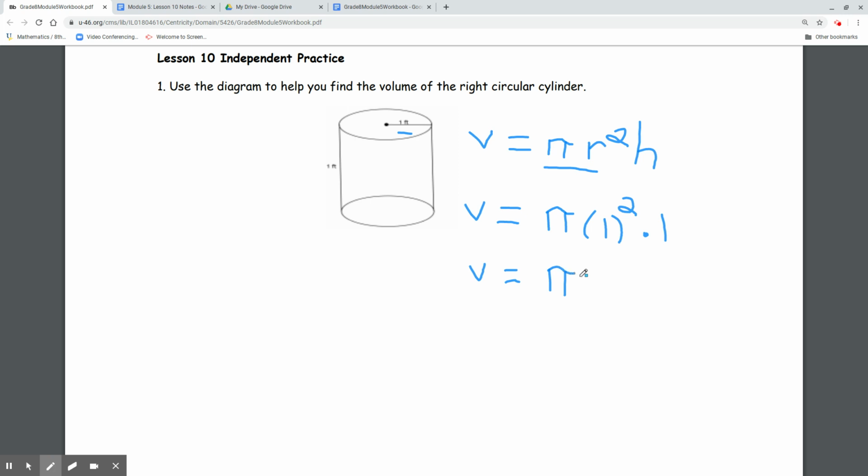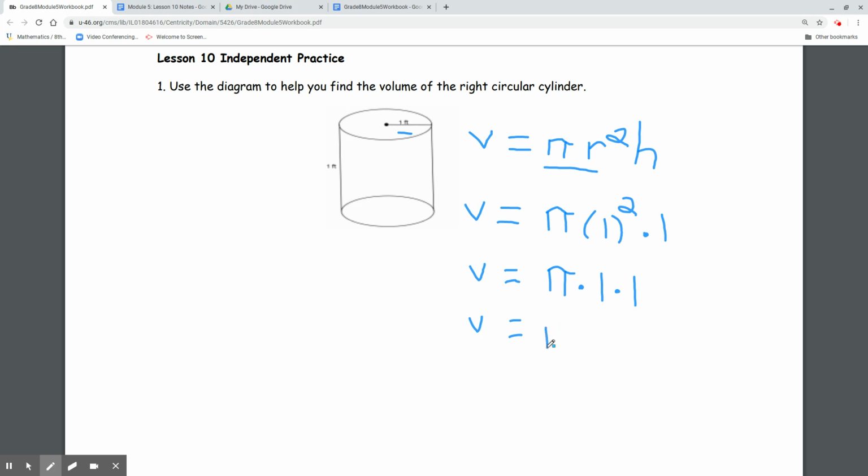And for the record, if you guys don't have a pi button or function on the calculator you're using, whether that's on your phone or an actual one, feel free to just use 3.14 for this, and that will be fine as well. So this is multiplied times 1, and then also times 1. So what we're going to have here for our volume after we multiply these three together is we are just going to have pi, because it's pi times 1 times 1.